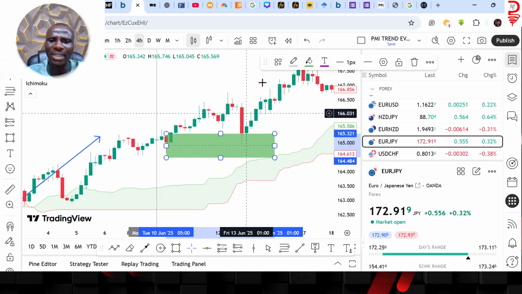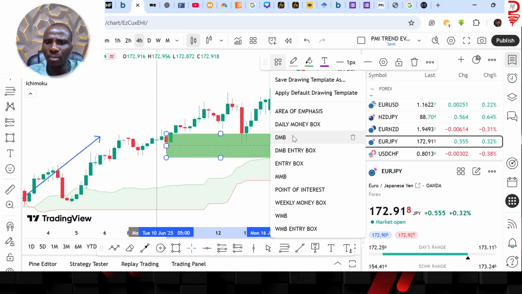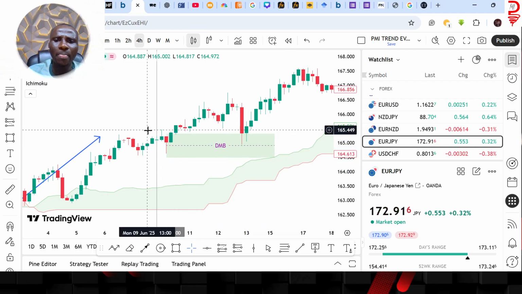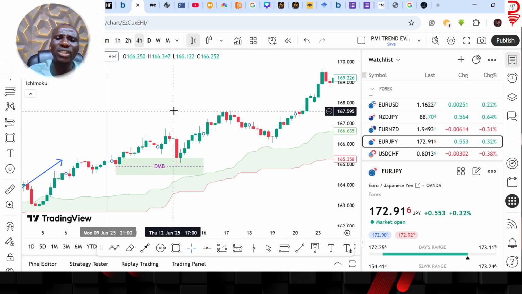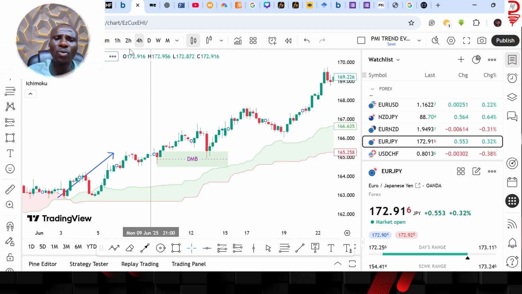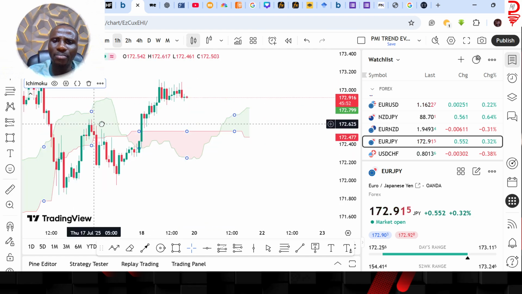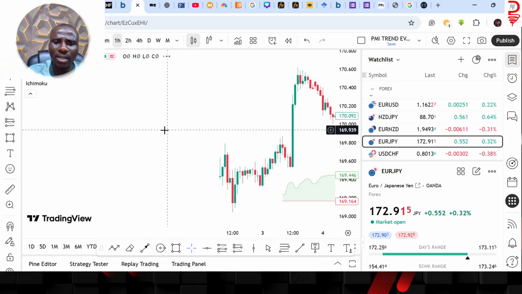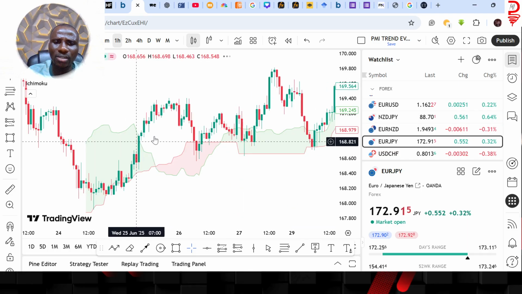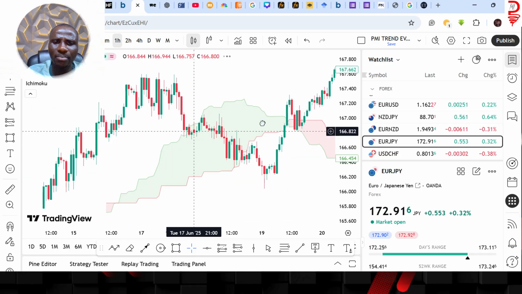This is our daily money box, DMB. We are expecting the price to trade back into it. Once the price gets into the money box, you go to your entry time frame. This is our entry time frame.